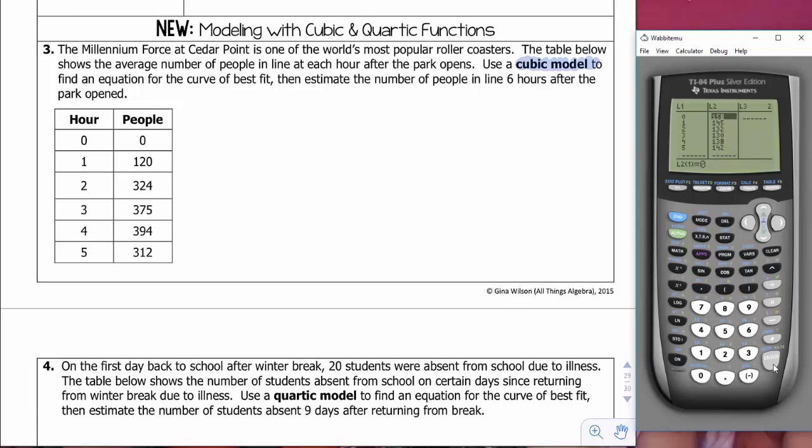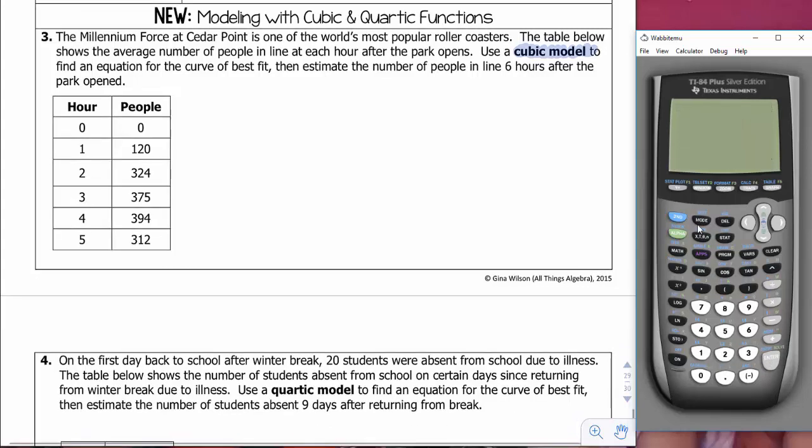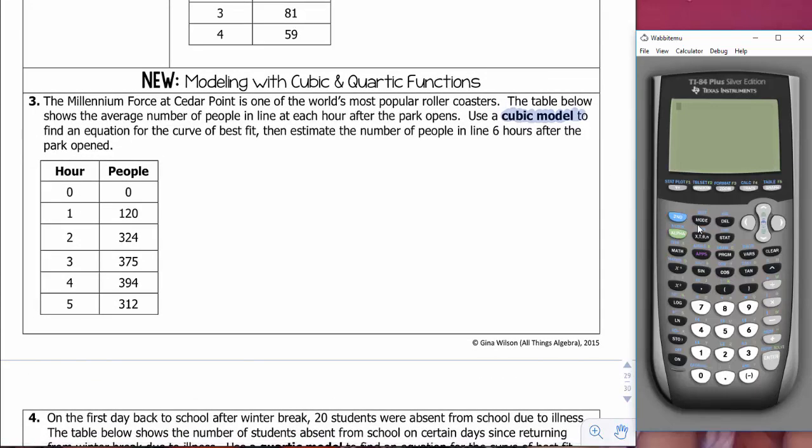So 0, and then 120, 324, 375, and two more here, 394 and 312. Once we have that data entered, we can hit second quit to get back to that main screen.